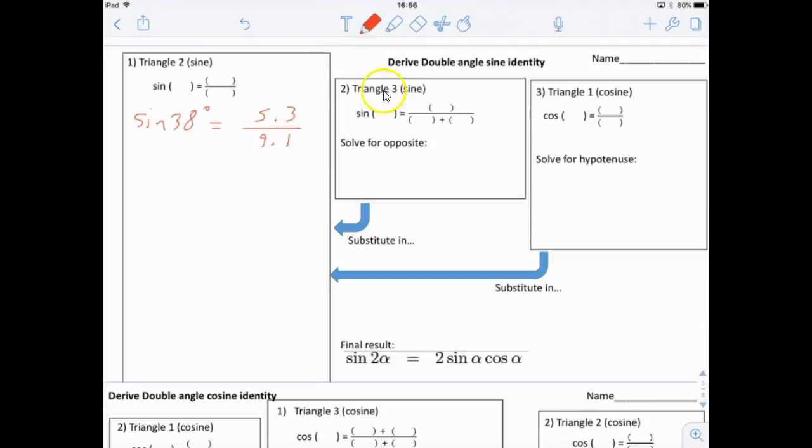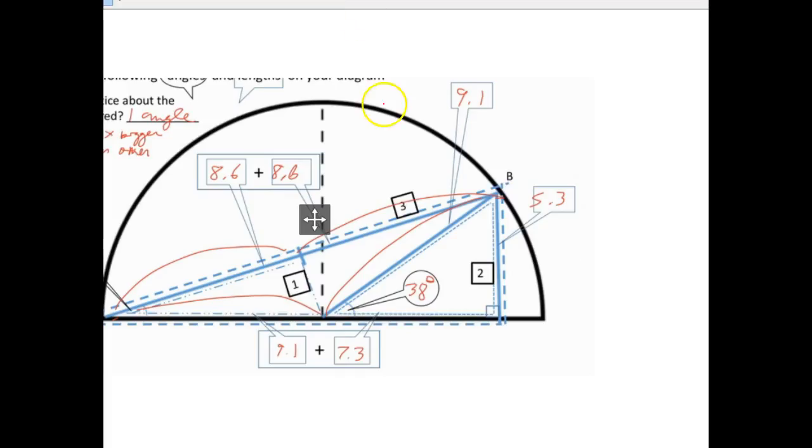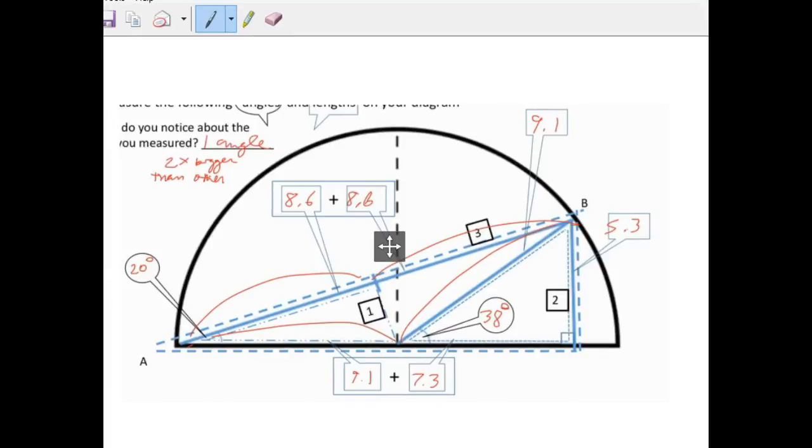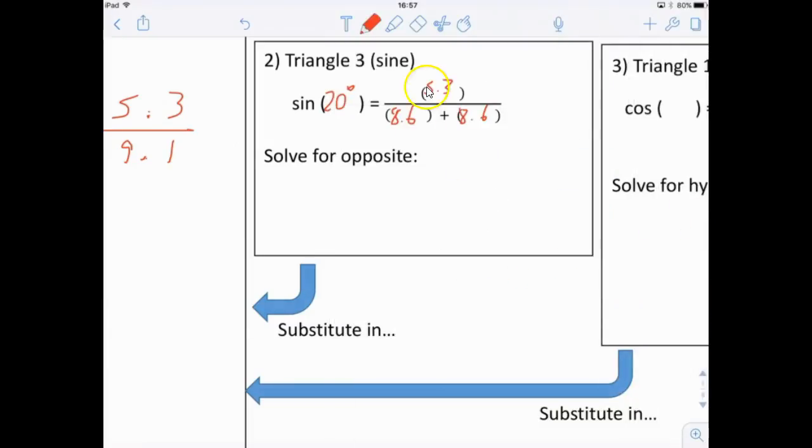And now it says to find the triangle 3 sine. Let's see what triangle 3 is. Triangle 3 is this big triangle here. So the sine of 20 degrees equals 5.3 divided by 8.6 plus 8.6. So it would look like this, right? 5.3 divided by 8.6 plus 8.6. And you might be wondering why I'm not adding together the 8.6's, but you'll see that in a minute, okay?